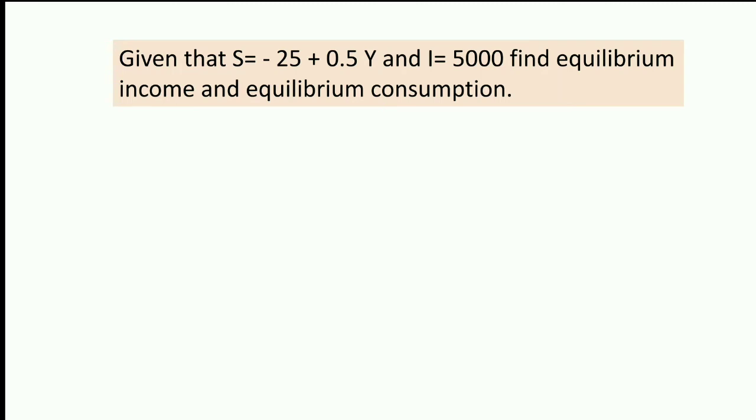Okay, after that, here is the next question which says that saving is equal to minus 25 plus 0.5 Y and investment is equal to 5000. Now we have to find equilibrium income and equilibrium consumption. So this question is also very easy. Pause it and try to solve it yourself, right?